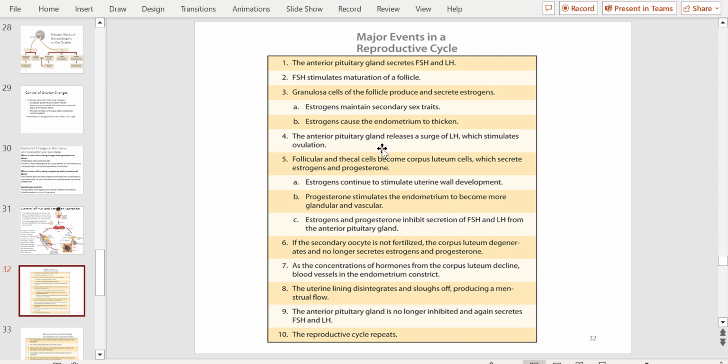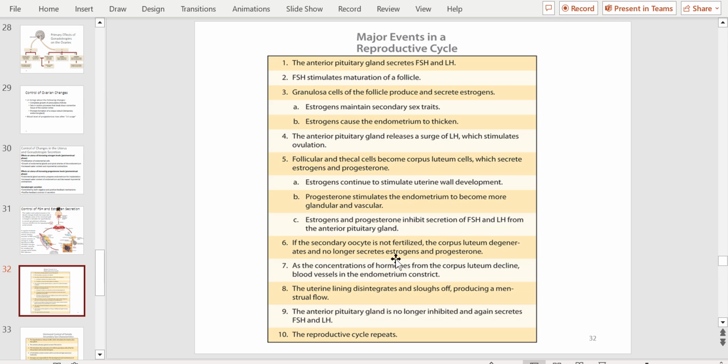The anterior pituitary gland releases a surge of luteinizing hormone, which then stimulates ovulation. Boom, the egg is released. Follicular and theca cells become the corpus luteum, okay, which then secretes estrogen and progesterone. The estrogen continues to stimulate uterine wall development. Progesterone stimulates the endometrium to become more glandular and vascular. Estrogens and progesterone inhibit secretions of FSH and LH from the anterior pituitary, so it shuts itself off. Okay, there's your negative feedback.